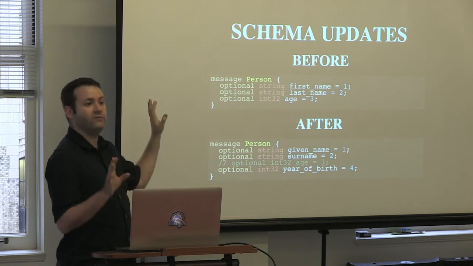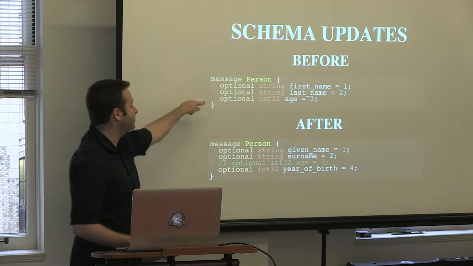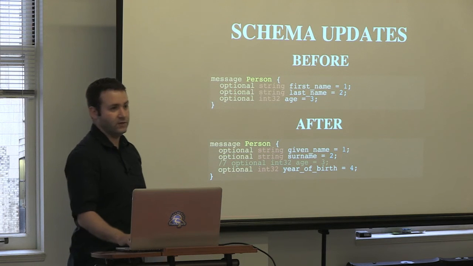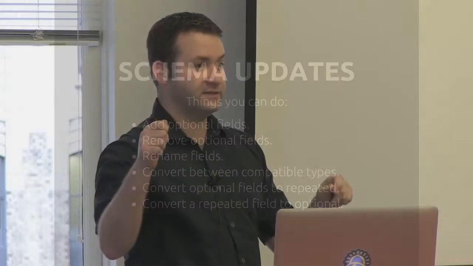So you can rename fields at any time. You can drop a field because it was assumed that this is optional. And you can just add things, and the old parser will ignore them if you try to read them. So let's talk about things you can do. You can add optional fields, remove optional fields, rename fields. You can convert between compatible types. So if you have an int32, you can set it to int64.